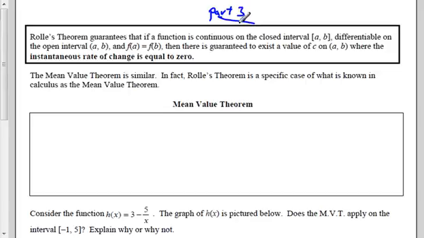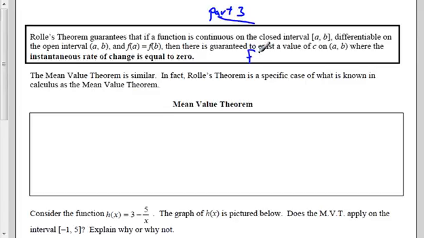This is Part 3. So Rolle's theorem guarantees that if a function is continuous on the closed interval from a to b and differentiable on the open interval a to b, and the endpoints f of a and f of b are equal to each other, then there is guaranteed to exist a value of c on the open interval a to b, which means it cannot be either a or b, which we found out in the last example where we had 0. So there is a value of c on the open interval a to b where the instantaneous rate of change is equal to 0.